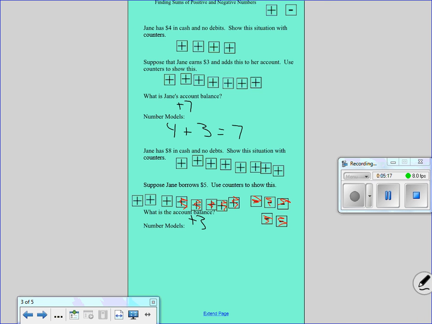This is what the number model looks like, kids. We'd have a +8, right? A +8 plus a -3. Okay. You're going to be seeing some problems that look like this tomorrow in class. So if you have a +8, then you take away a -3, you're left with a +5. Okay. There's going to be some more problems here. Let's take a look at these here.